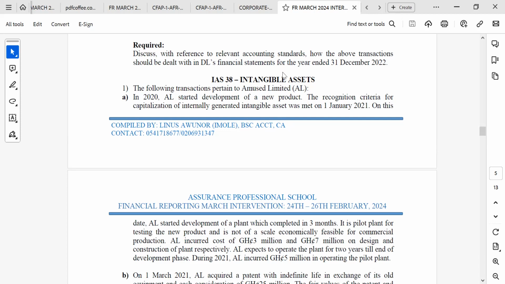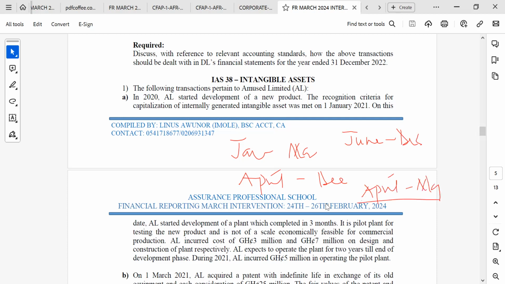Research can start from January to March. Development will start from April to December. But the question will tell you that it is at the beginning of June that management is convinced that the product will be successful. You will start capitalizing from June to December. The meaning is that April and May development cost will still be expensed as if it is a research cost.